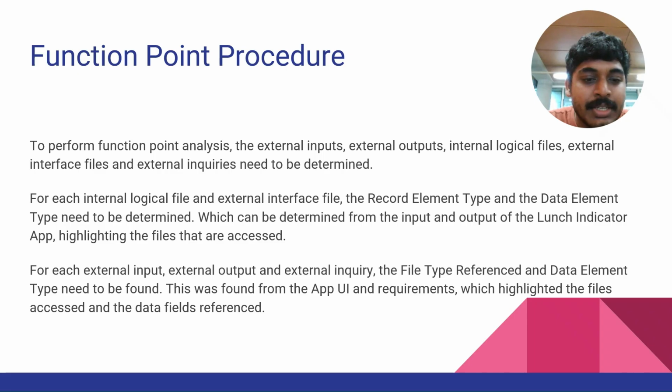Using that, for each internal logical file and external interface file, the record element type and the data element type needed to be determined. This was determined from the input and output of the lunch indicator app, highlighting the files that were accessed. And for each external input, external output and external inquiry, the file type reference and the data element type needed to be found. This was found from the app UI and requirements, which highlighted the files accessed and the data fields referenced.